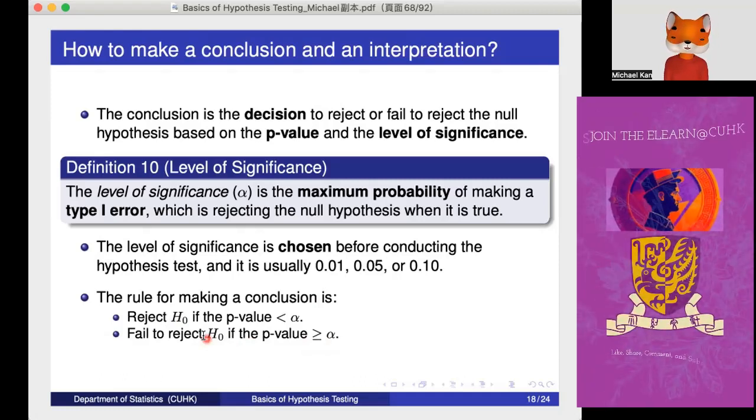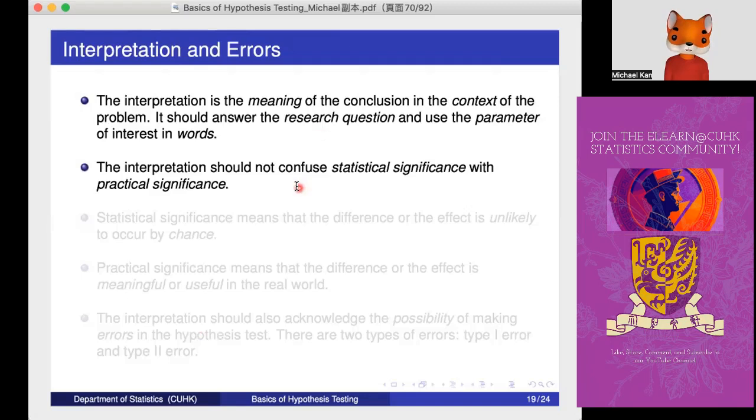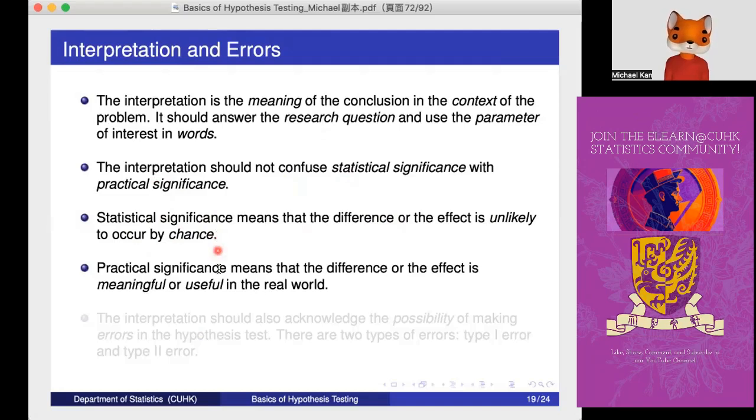So remember to make it clear that you are using the p-value and alpha. The explanation is to remind everyone to use plain words to explain clearly what your conclusion means. This will answer your original research question. So remember to use words, not numbers, for the data you first researched. Also clearly explain what statistical significance and practical significance are. Statistical significance is purely about the probability of something happening, but practical significance is about its actual meaning or use in the real world.